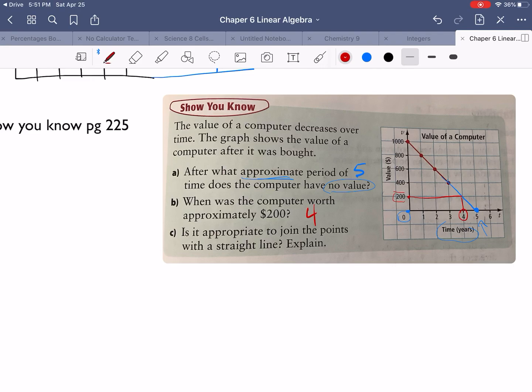Is it appropriate to join the points together with a straight line? Absolutely, yes. Why? Because the graph was continuous and it went straight. If the dots had been all over the place, then we would have said no. So guys, that's basically 6.2. That's how easy it is. There really isn't a lot more to say about it.